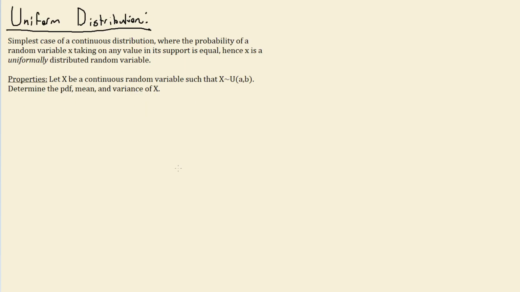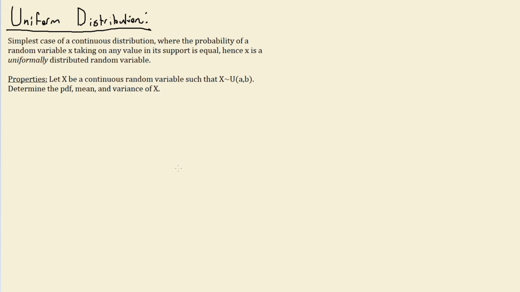And for our first continuous probability distribution, it makes sense to talk about probably the simplest case that could possibly exist for a continuous distribution. Let's get some practice in understanding these continuous probability distributions. The simplest case I could think of is the uniform distribution, where the probability of a random variable x taking on any value in its support is equal. And so that's why they would call it uniformly distributed.